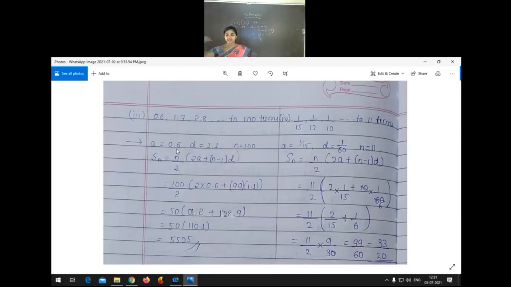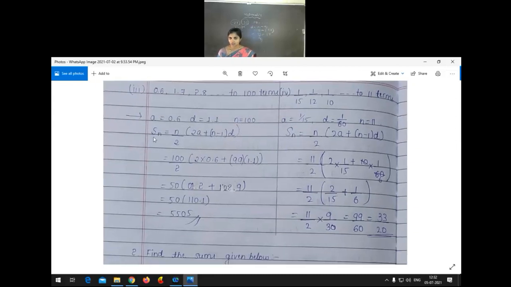1.7 minus 0.6, is it 1.1, students? 1.7 minus 0.6, then 7 minus 6 is 1. Yes, this is 1.7, 1.1 proper. It's very simple. When 0.6 is taken away from 1.7, 1.1 is the answer. Then n is 100. N is equal to 100.